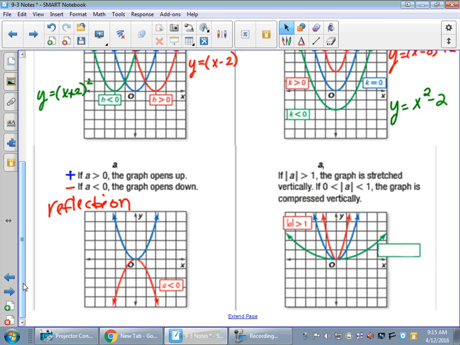And so a is sort of like our slope. A is sort of the slope of a quadratic, in a sense. Slope is really rise over run. These things don't rise and run, but in a sense, you could think of it that way. So if you have a slope of 4, you're going to be steeper, stretched vertically. If you have a slope of 1/4, you're going to run 4 for every 1 that you rise. You're going to be compressed vertically. And so this would be our dilations.